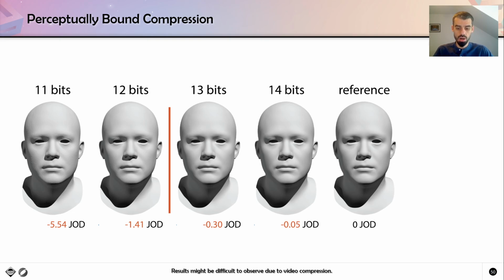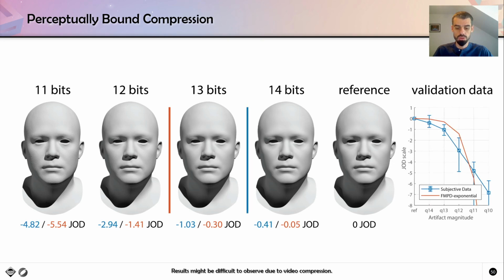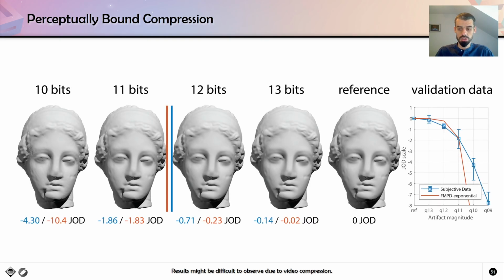To confirm how well the metric can predict the visibility threshold, we have run a subjective study similar to the one we used to collect subjective data for our dataset. The outcome of this experiment shows similar trends, yet according to our observers, mesh quantized on 13 bits still contains some visible distortions. We have repeated the same procedure for some other meshes.